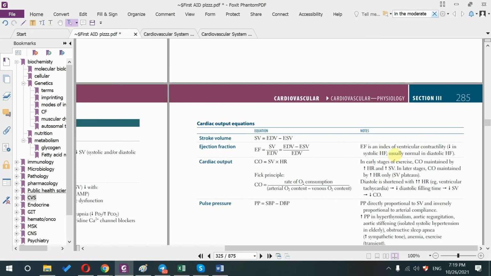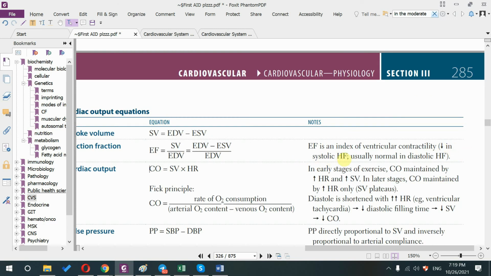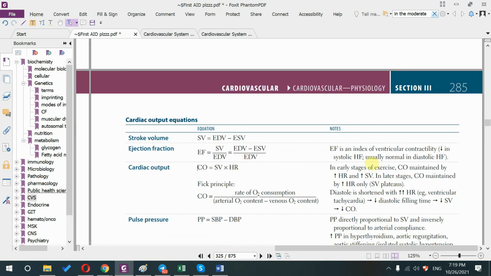Good. So ejection fraction is an index of ventricular contractility. So it will be decreased in case of systolic heart failure. So ejection fraction will be low in systolic heart failure, but in diastolic heart failure, it will be normal. Remember what I told you? I told you that systolic heart failure is a problem with contractility. Diastolic heart failure is a problem with relaxation. If someone has diastolic heart failure, he has no problem in contractility. Contractility is directly proportional to the ejection fraction. So the ejection fraction will not be touched.